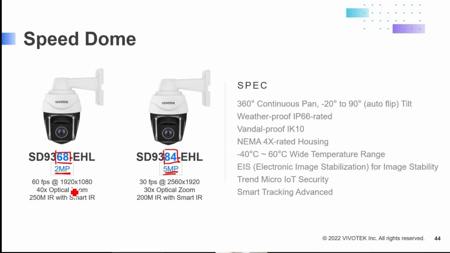A little bit of difference. First of all, resolution. You do get a higher FPS at 2 megapixel and a longer optical zoom distance plus a longer IR distance. Okay, so for 2 megapixel, you get 40 times optical zoom plus 250 meters IR. And for the 5 megapixel, the optical zoom is at 30 and the IR distance is at 200. But since you have a higher resolution, that resolution could somewhat compensate for the shorter optical zoom distance.